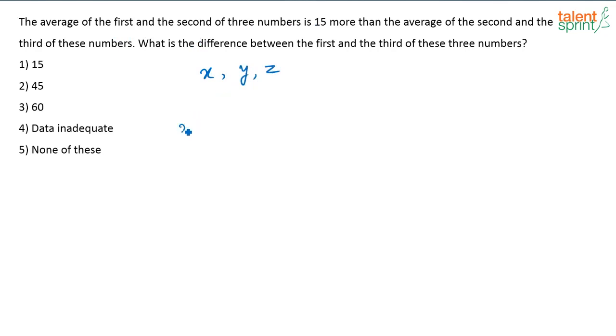So what is given? The average of the first and the second of the three numbers is 15 more than the average of the second and the third. What is the average of the second and the third? Y plus z by 2. The average of the first and the second is 15 more than the average of the second and the third. So what are they asking? You have to find out the difference between the first and the third number.